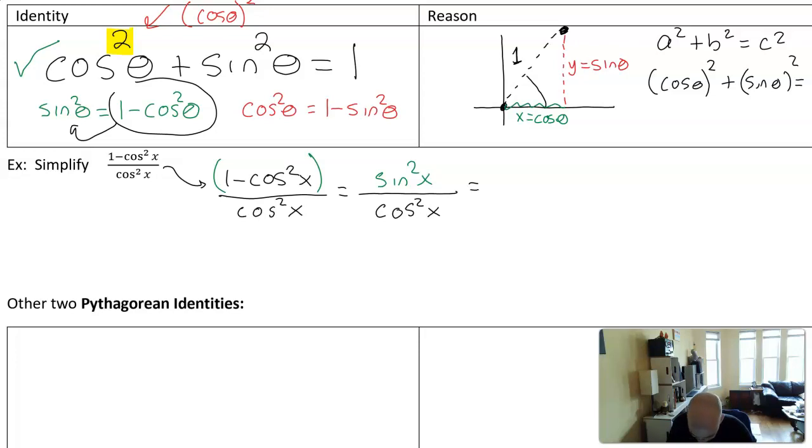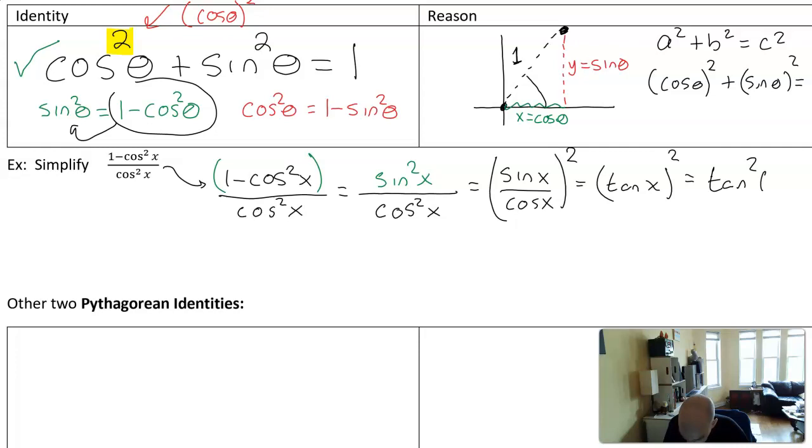And then a cool thing has happened also. We have sine squared over cosine squared, which if you think about it is like sine of x over cosine of x whole thing squared. Well, sine over cosine, that's tangent. So we have tangent of x whole thing squared. So we will actually say that this is equal to tangent squared of x. So we've just now proven a new identity, which is that 1 minus cosine squared x over cosine squared x is equal to tangent squared x.